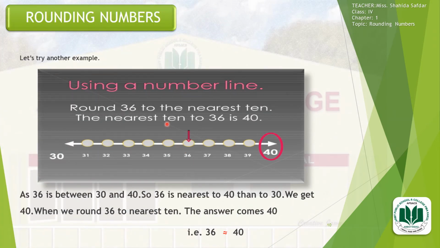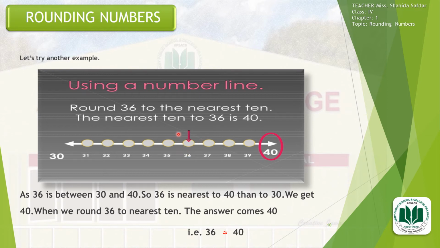Here comes another example, and we will solve this example using a number line. The question is: round 36 to nearest 10. First of all, we will draw a number line for 36. 36 lies between 30 and 40. 30 is the lower value of 10 and 40 is the higher value of 10.